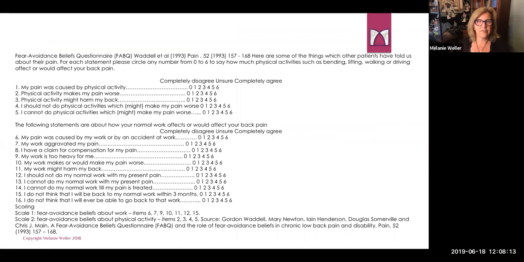I just pasted, you can find this online, and if you want it, just send me an email and I'll send it to you. But this is the fear avoidance beliefs questionnaire, so you can look at that, and it gives what they found as this was developed, that there are 2 scales in here. One is fear or avoidance beliefs about work, and one is about physical activity, and those get scored separately.